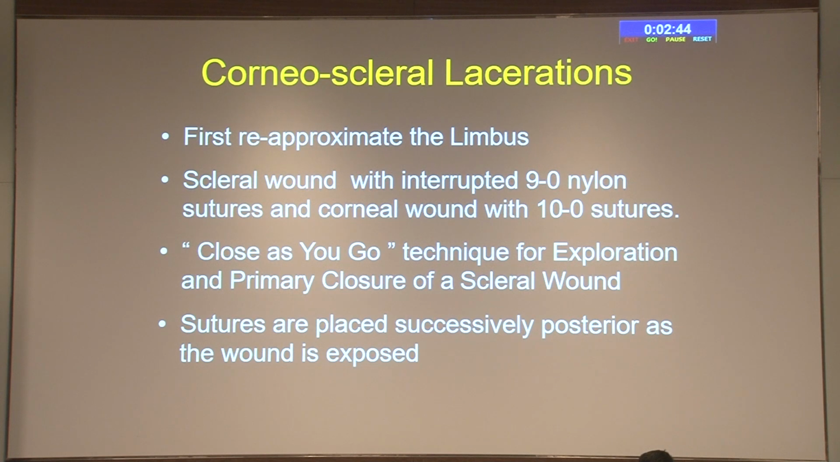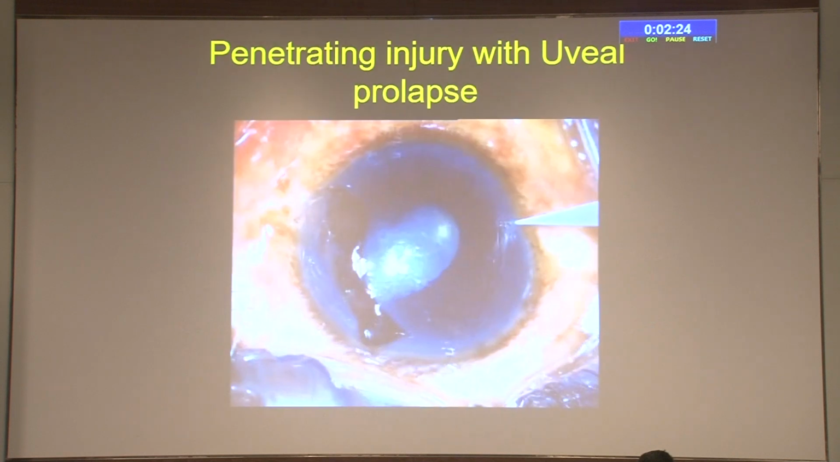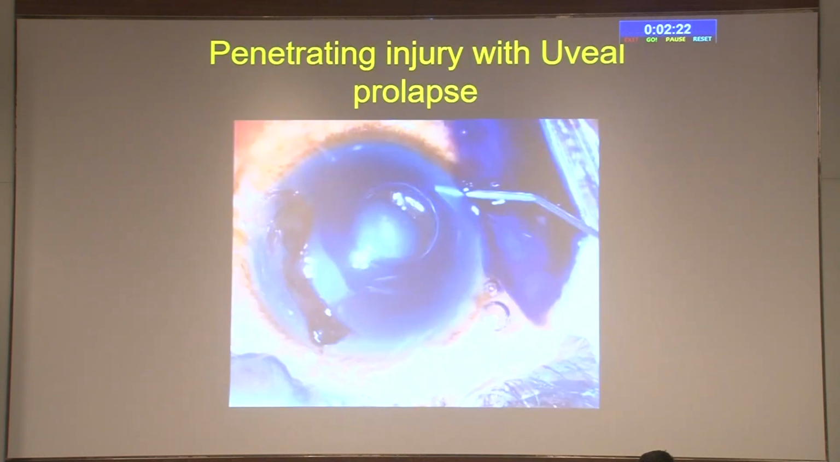For corneoscleral wounds, first we need to re-approximate at the limbus, and then the scleral wound has to be sutured with nylon, and the corneal wound has to be sutured with monofilament nylon. So scleral suturing has been done with the technique of close as you go. That means you expose the sclerocorneal junction and put sutures starting at the limbus.